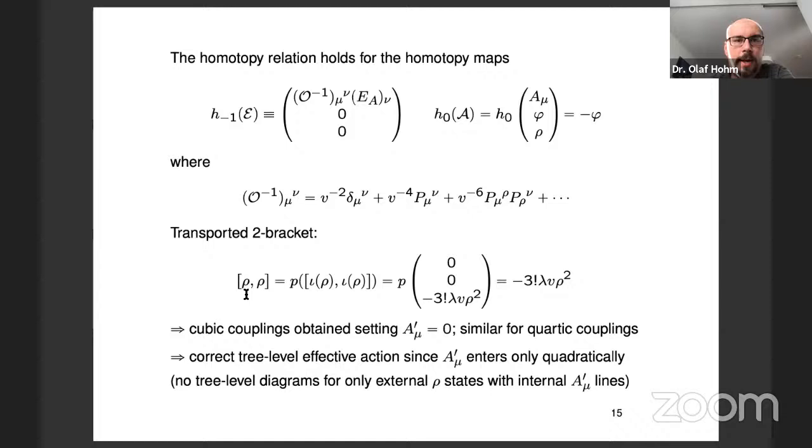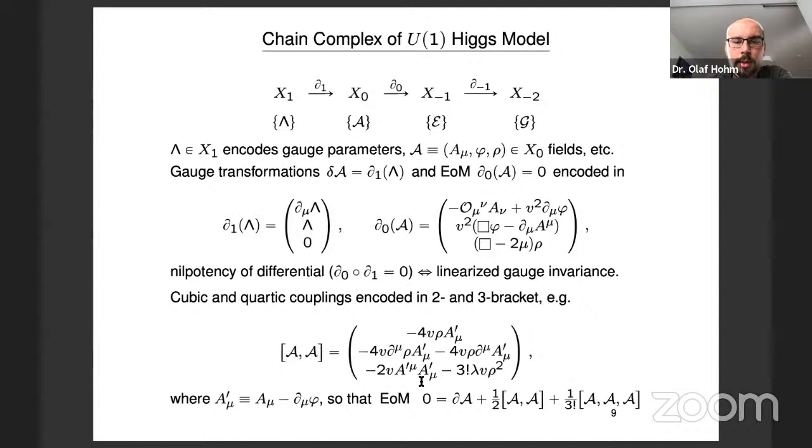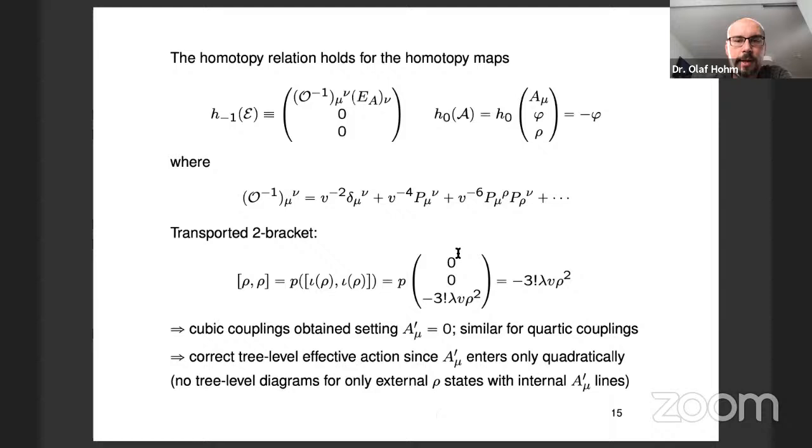Okay. So there's a homotopy relation. So you can ask, what does the homotopy transfer give me? So we can work out the two bracket, as I explained before. You do the inclusion to go back to the bigger space. You do the two bracket, and then you project down. So if you remember what the bracket was, which is given here, well, it's difficult to do it in your head, but you can believe me that only the rho component survives. And so if you project now down, you just get this term.